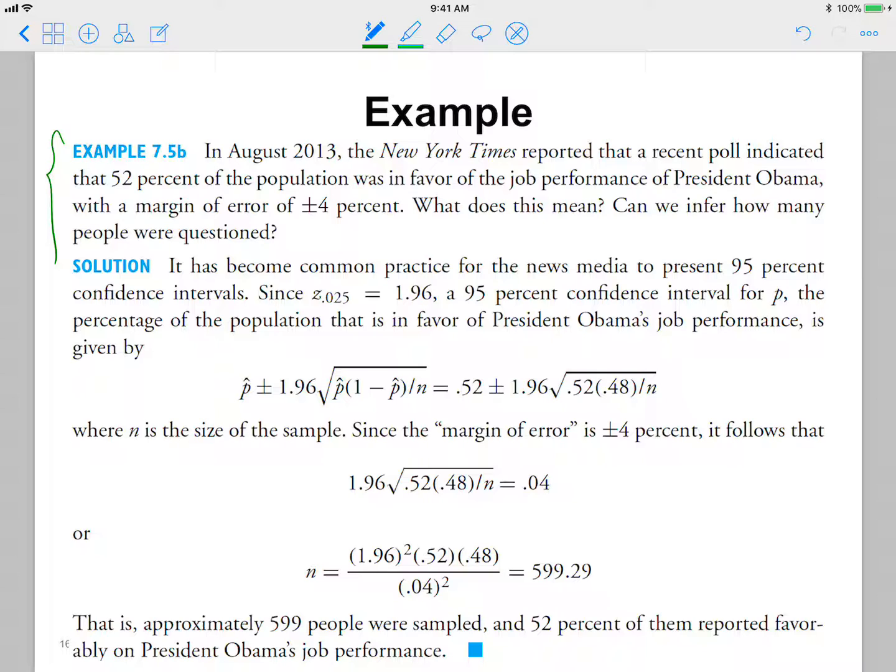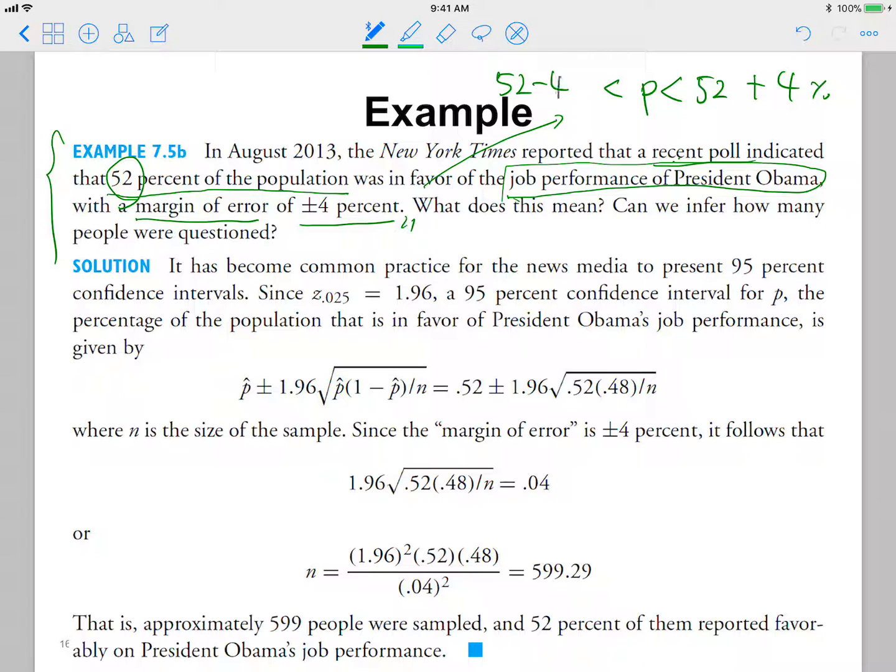Okay, so a recent poll indicated 52% of the population was in favor of the job performance of President Obama. So 52% of the people were shown to like Obama's policy and so on. Then it says the margin of error is plus or minus 4%. So overall, it obtained p as a point estimate with this value, and then 52% plus 4% and 52% minus 4%.